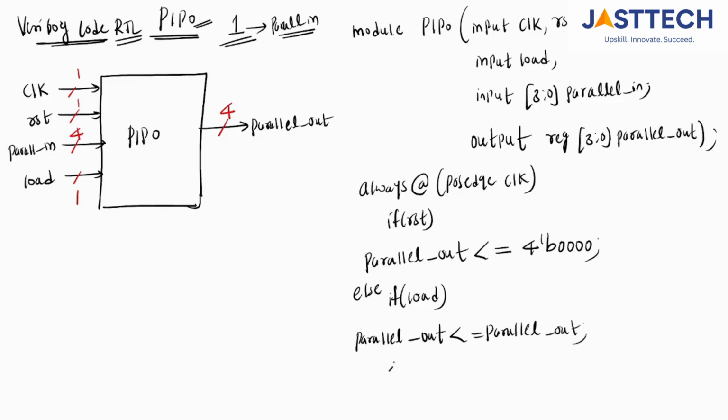Simple. That is coming to the parallel out. Okay, and always at the passage of clock, here you need to write begin and end, and end module. So did you understand this code?